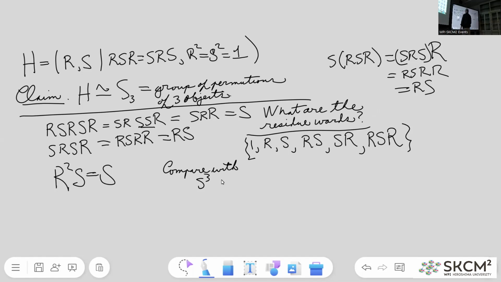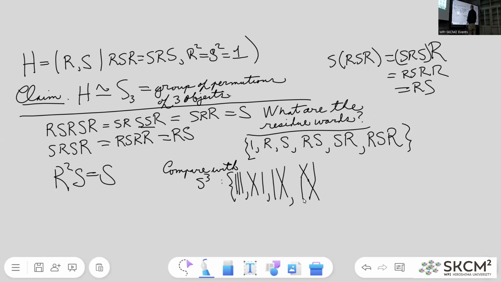S3. Now, I like to draw a picture of S3: the identity element, an element that interchanges the first two, an element that interchanges the second two. The product of those two in this order would be this one, and the product of those two in the other order would be this one. And then the product of this one, and then this one would be RSR, like that.